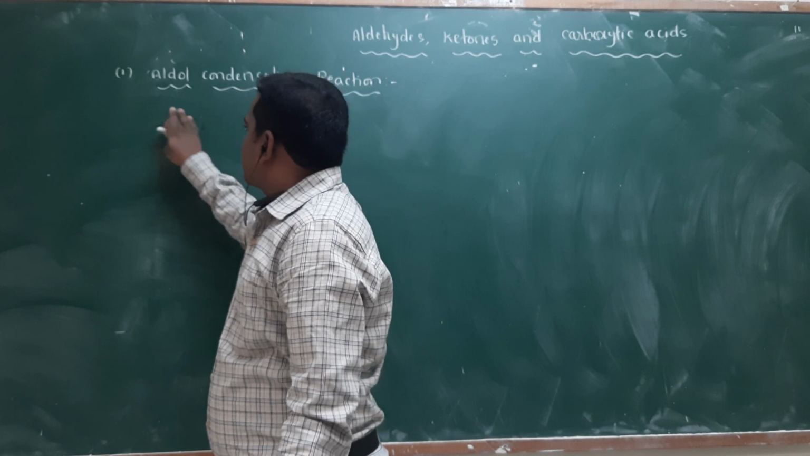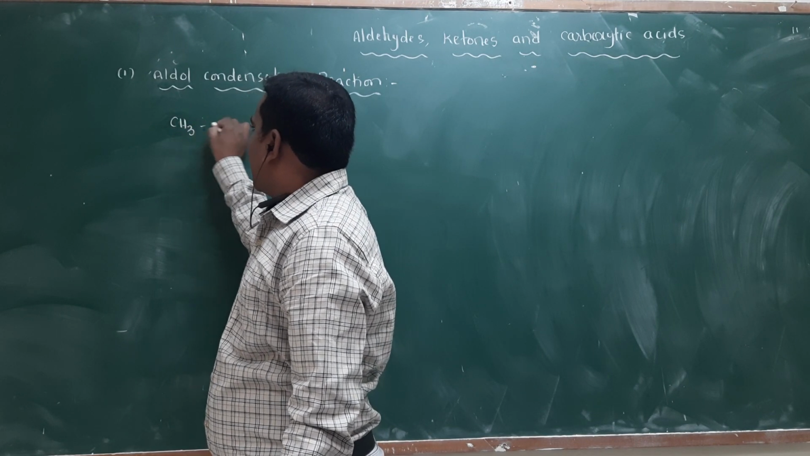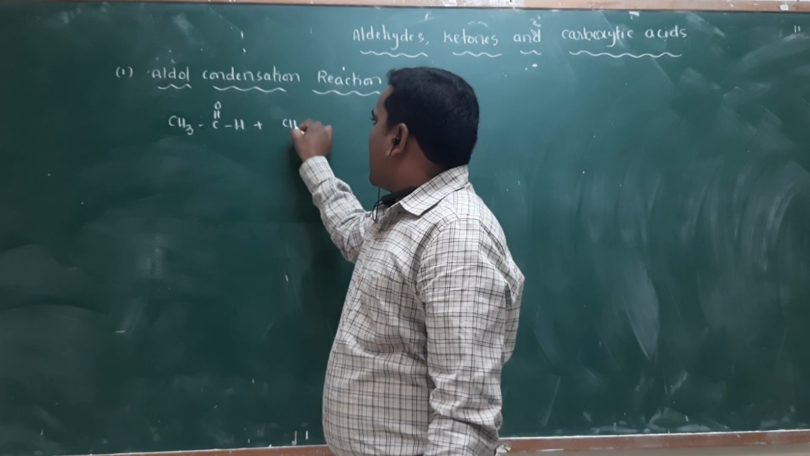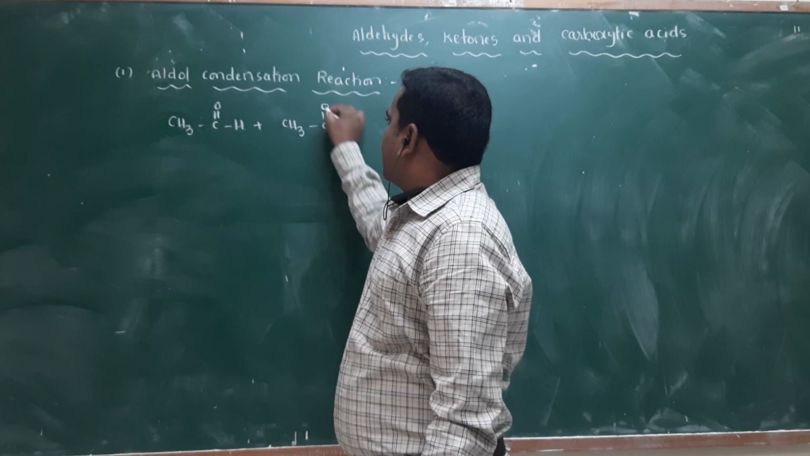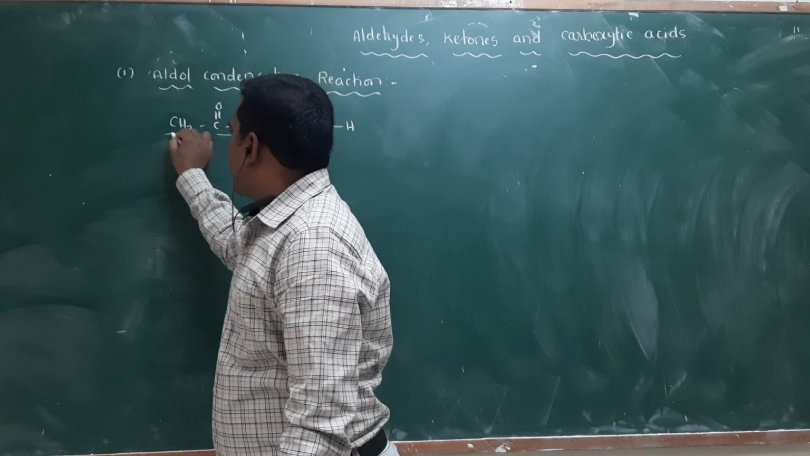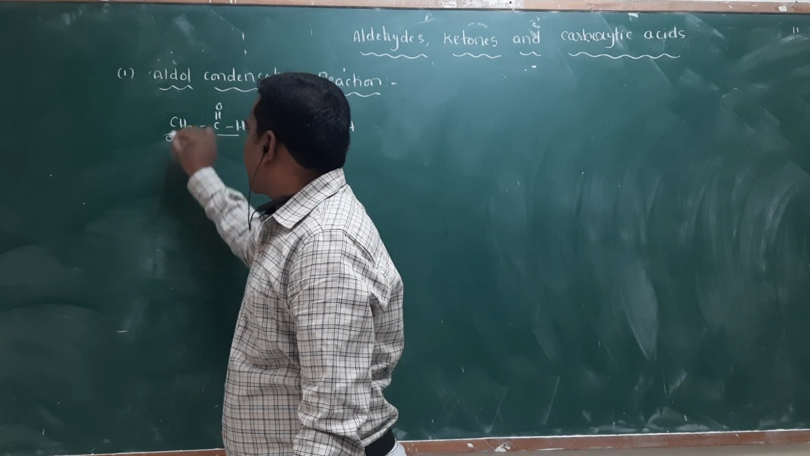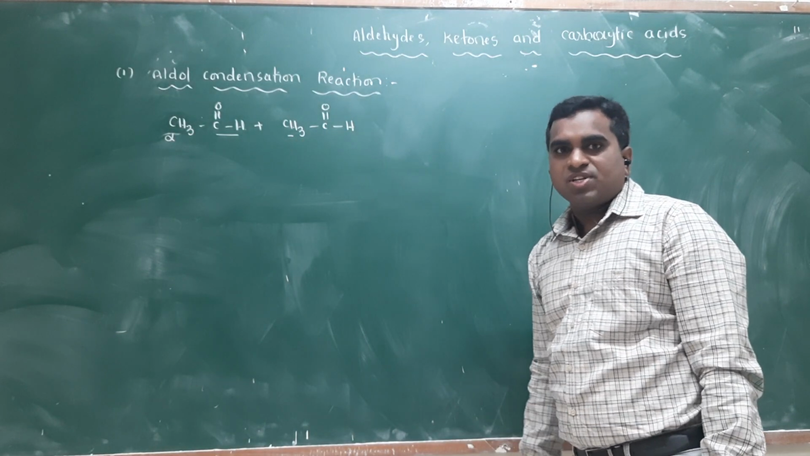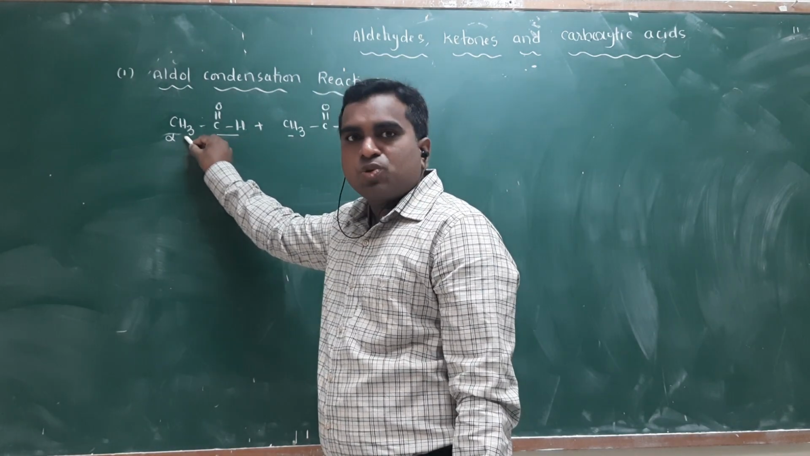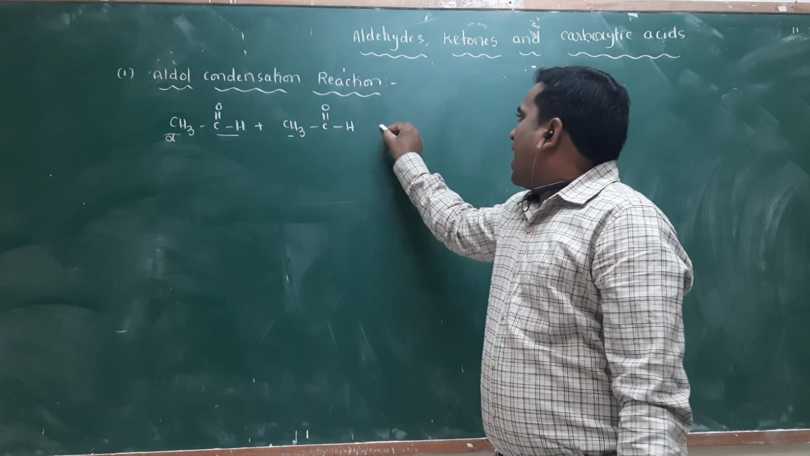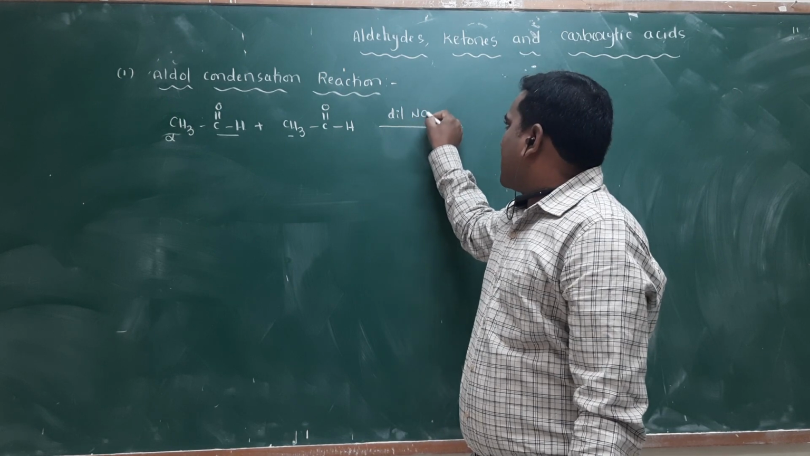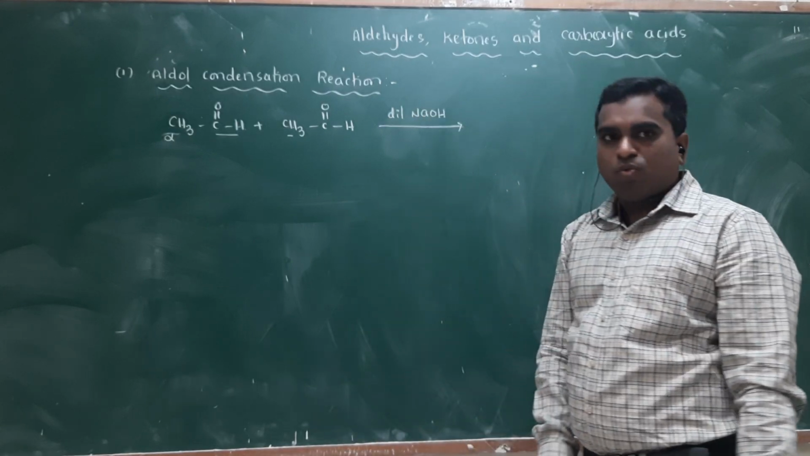Aldehydes or ketones. Suppose I will take acetaldehyde. And we have to take 2 moles of aldehyde here, having at least one alpha hydrogen. This is a functional group and this is the alpha carbon. The hydrogens attached to the alpha carbon are called alpha hydrogens. So the aldehyde or ketone must have at least one alpha hydrogen and undergo reaction in presence of dilute NaOH.